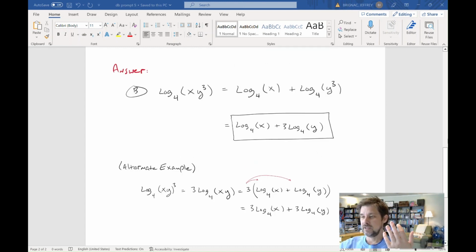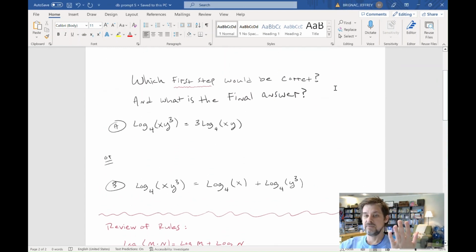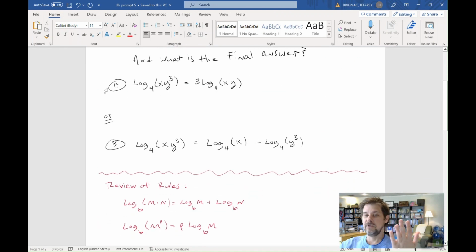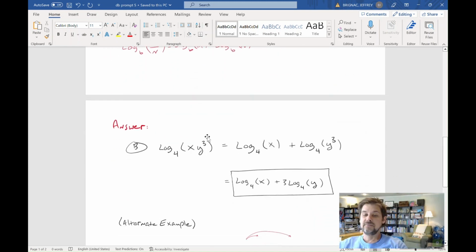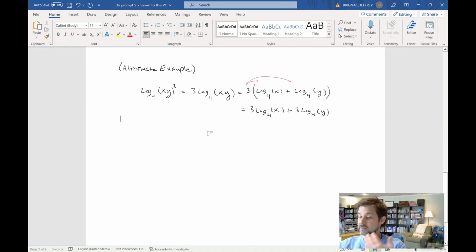So I want to make sure that you see the difference between those. You see how A would not be the correct way to proceed. With this one, it would be correct to proceed as in B. And also, if alternatively it was like this, then we could proceed this way, and that's how it would work out.